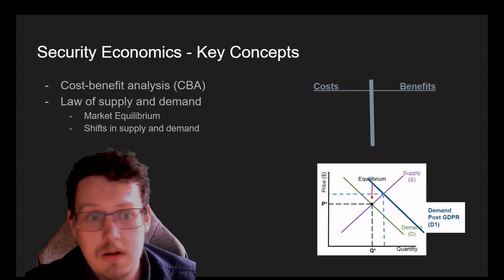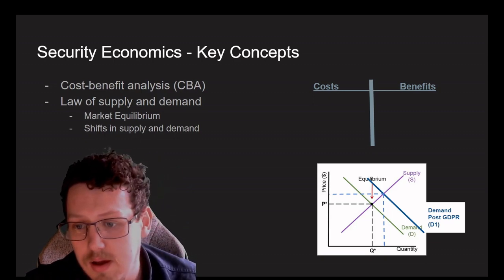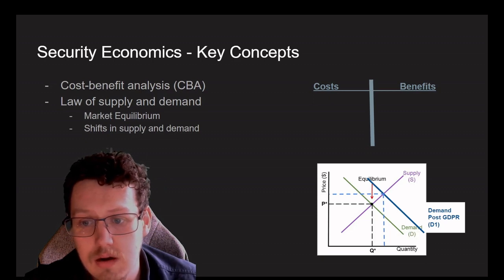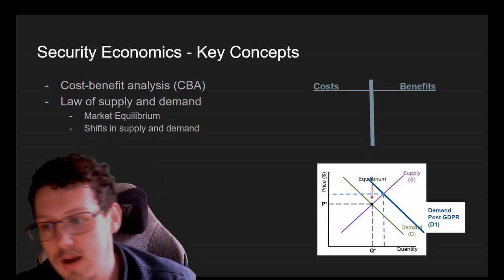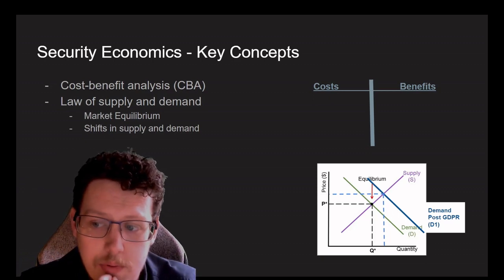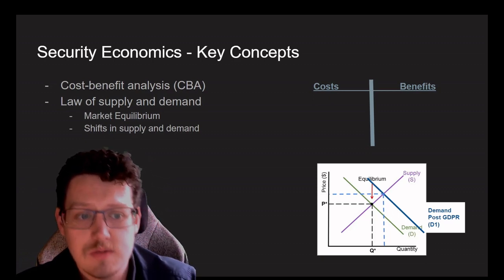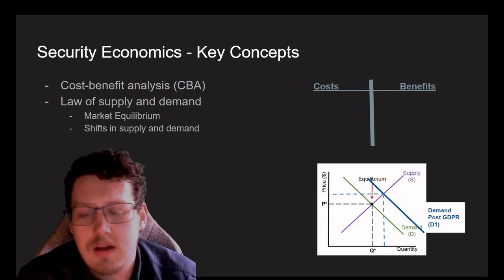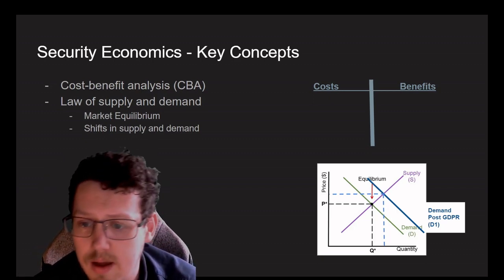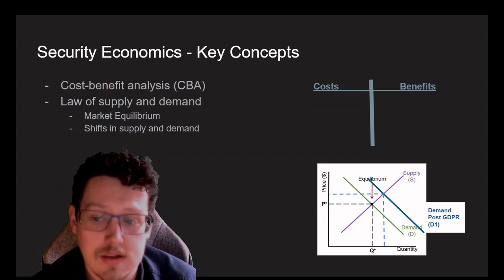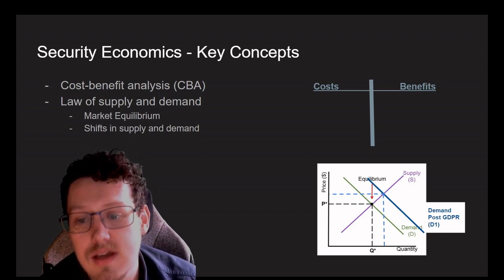So changes in the economic environment can cause shifts in the demand or supply of a good or service. As an example here, let's just use penetration testers, the market for penetration testers. So the supply of penetration testing services is what we're looking at right now, right?